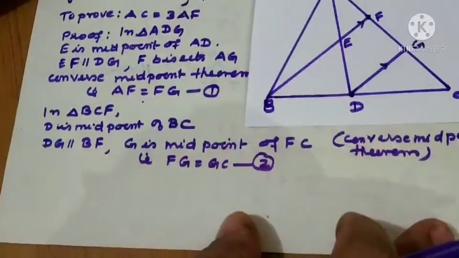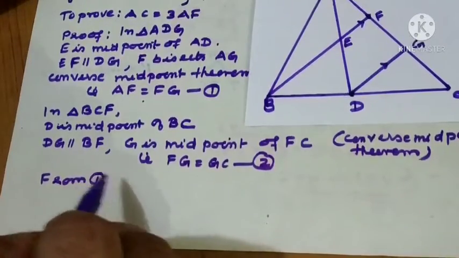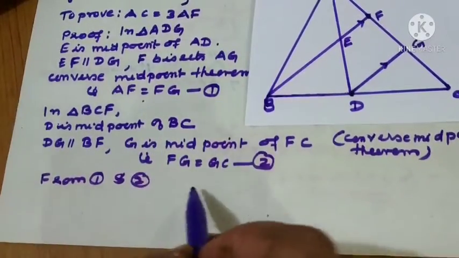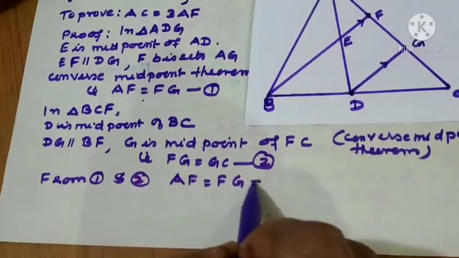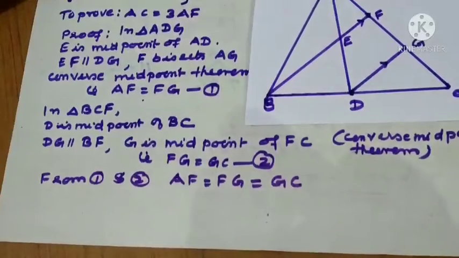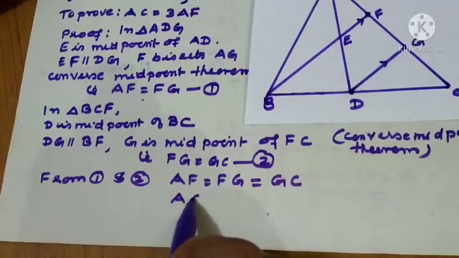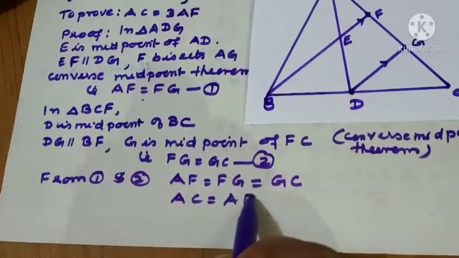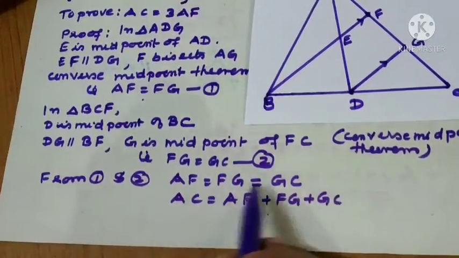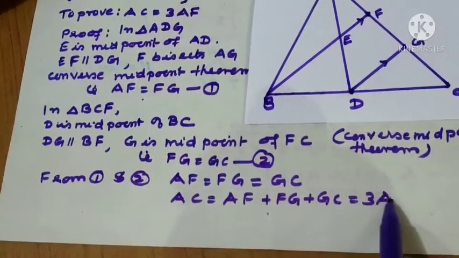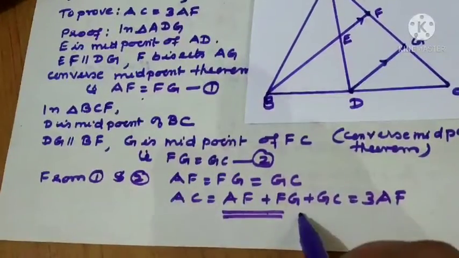So from 1 and 2 what can we write? AF equal to FG equal to GC. Now we have to prove that AC equal to 3AF. AC means AF plus FG plus GC, and all three are equal. So it is equal to 3AF. Hence proved.